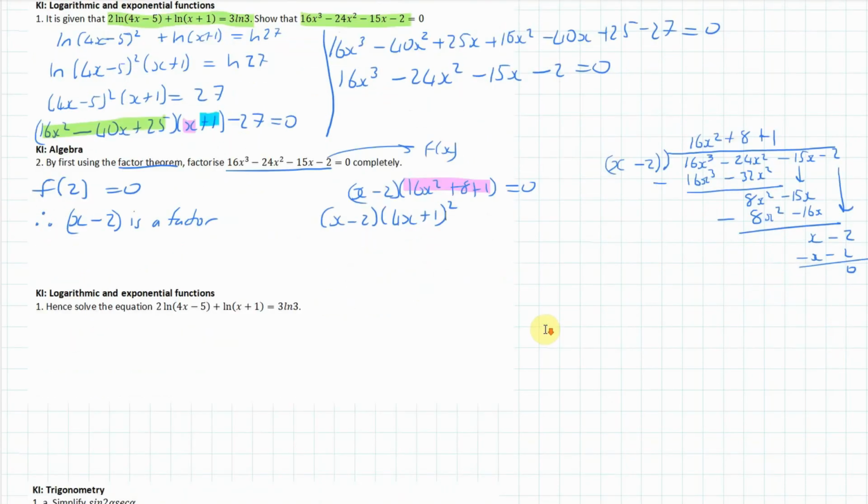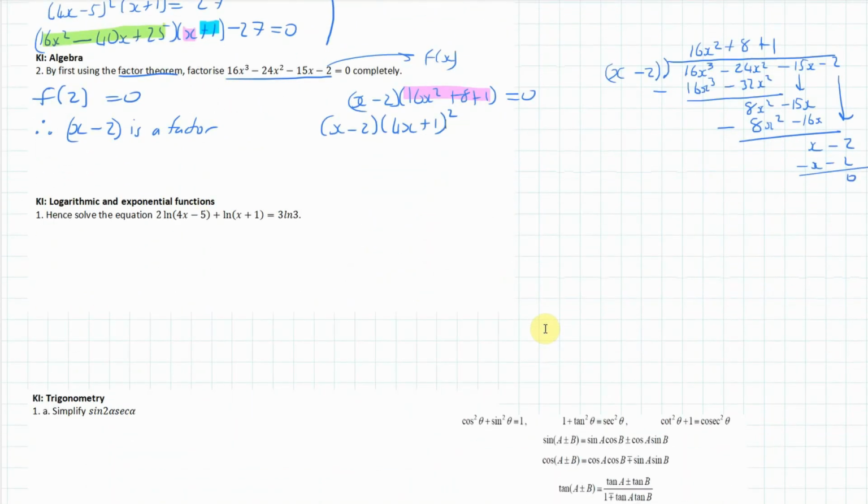Now my next step, it says hence, so this is going back to a logarithmic kind of question, solve that equation. So you can see that there are two answers, x either equals 2 or, looking at this one here, minus 1/4. But it can't actually be minus 1/4 because if you put a negative 1/4 into here, you get ln of negative 7, and that's undefined. So we're just going to report our answer as x equals 2.